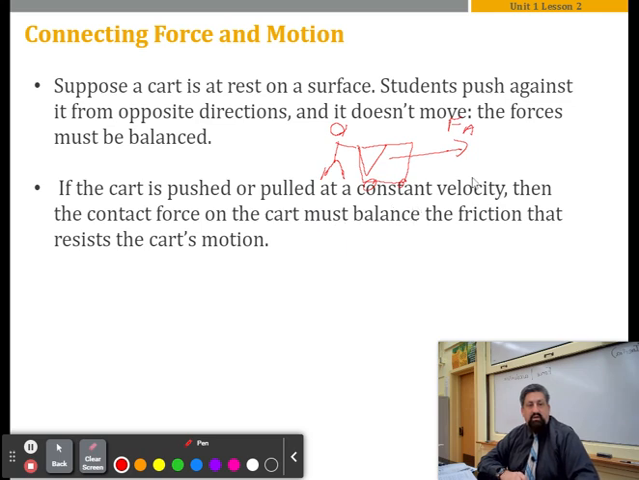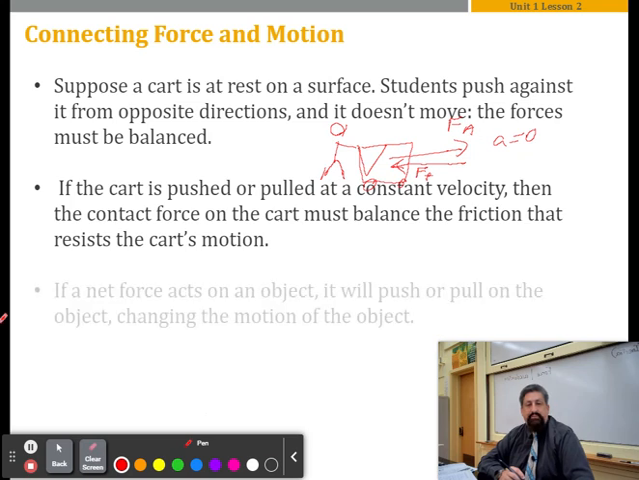And the cart is not accelerating. So that means that it must have a force in the opposite direction that is the same magnitude as the applied force. And that force is going to be the force of friction. You see these two forces add up to zero. So the cart moves at a constant velocity, which means no acceleration. It just moves forward at a constant velocity. Those forces balance each other out.